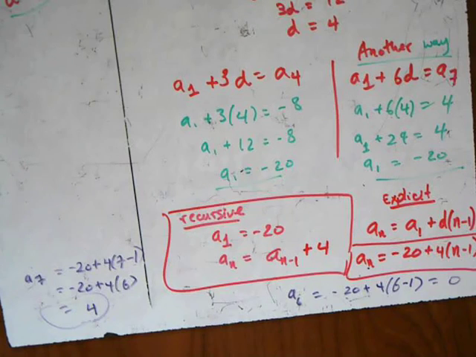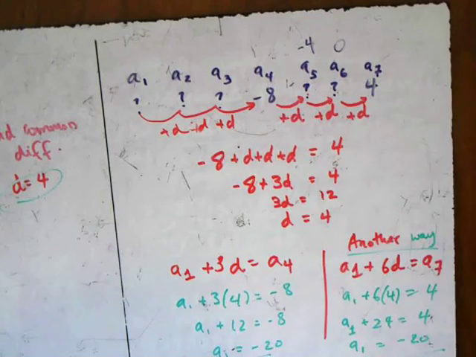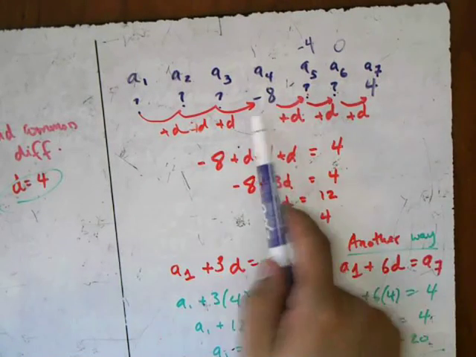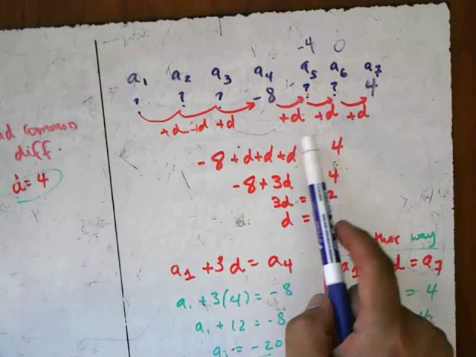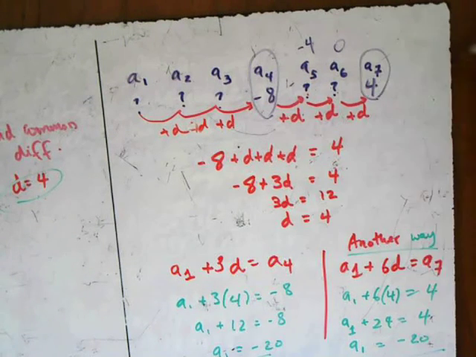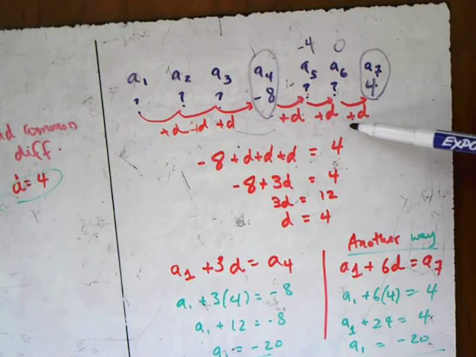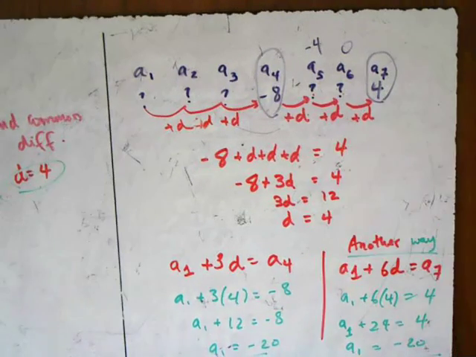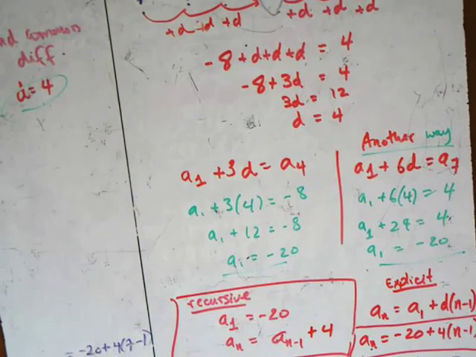So basically the point to all of this is that since we don't know the first term, and we don't know any other terms except two terms somewhere in here, we want to use those two terms, the knowns that we were given, to figure out the common difference, and then use the common difference to write the recursive and the explicit rules.